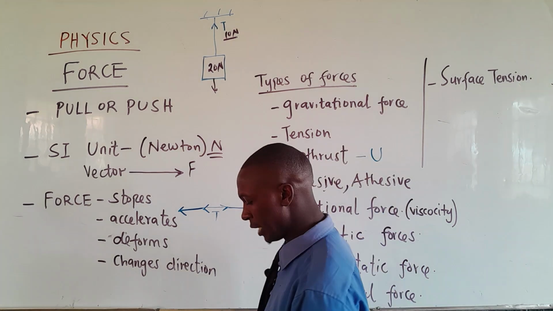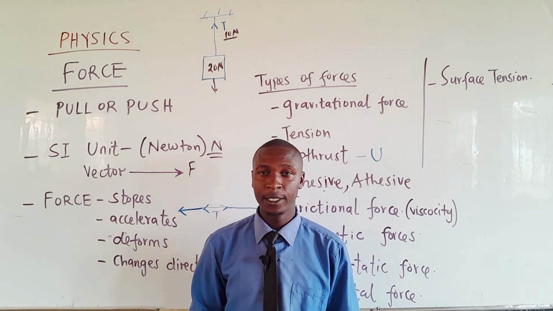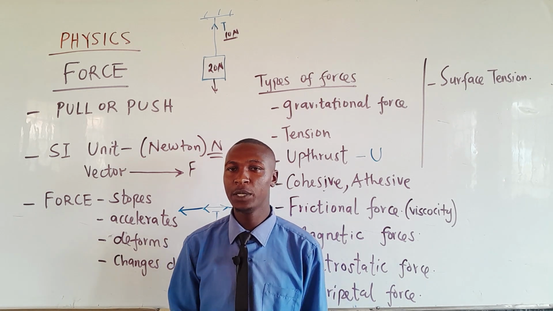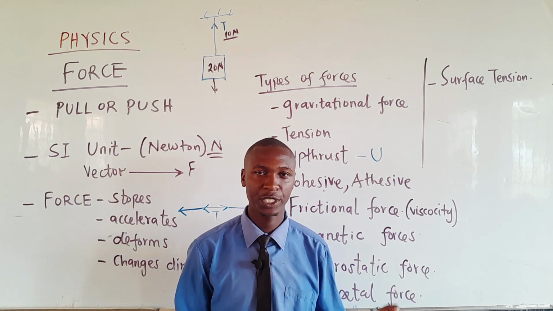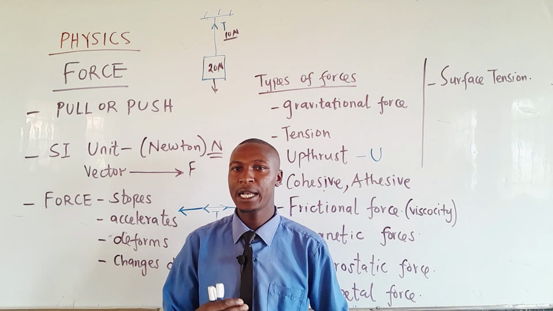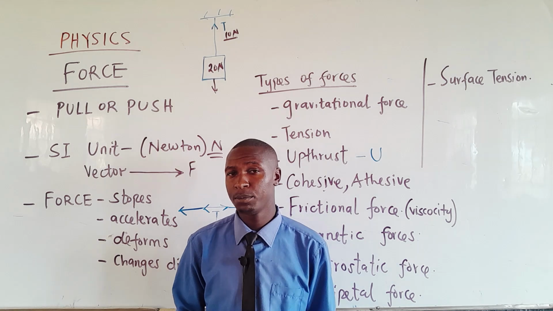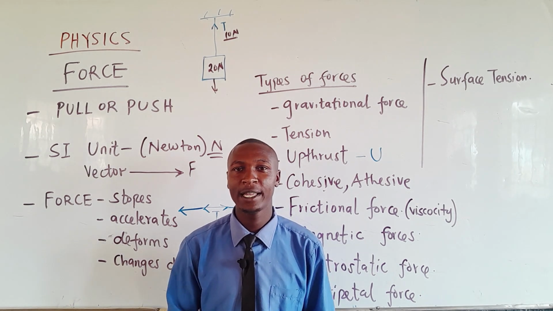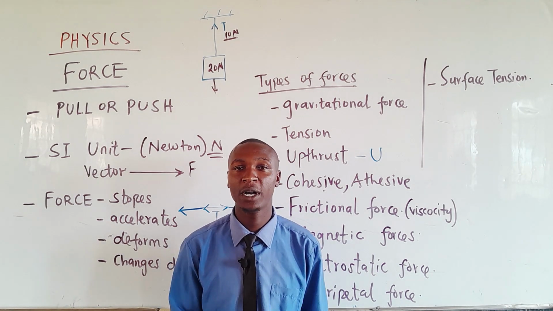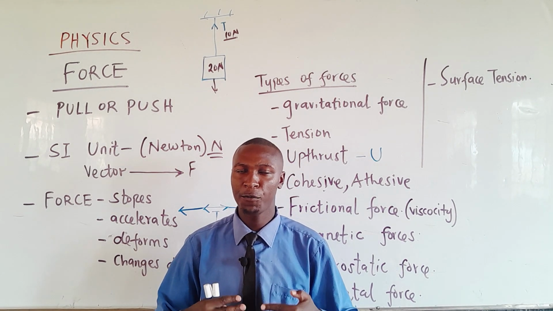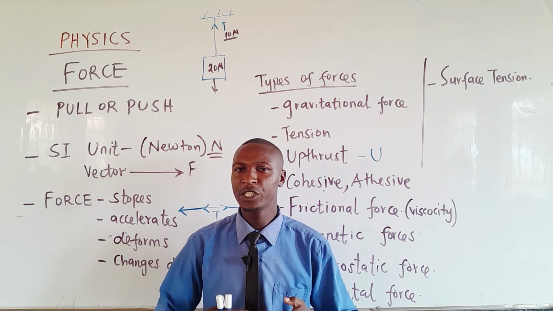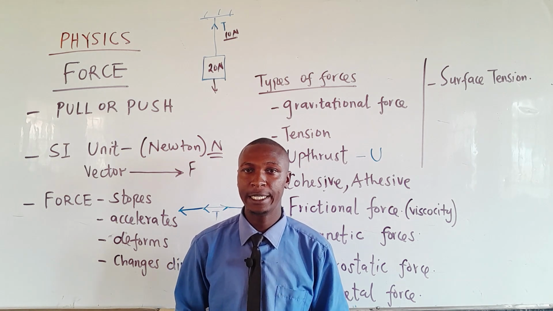Now this upthrust depends on the fluid, on the liquid that you're talking about. If you think of a liquid like glycerin and water, you're going to notice that glycerin has more upthrust than water, because glycerin is denser than water, and therefore we expect it to have more upthrust. Upthrust is a force that tends to oppose motion in fluids.